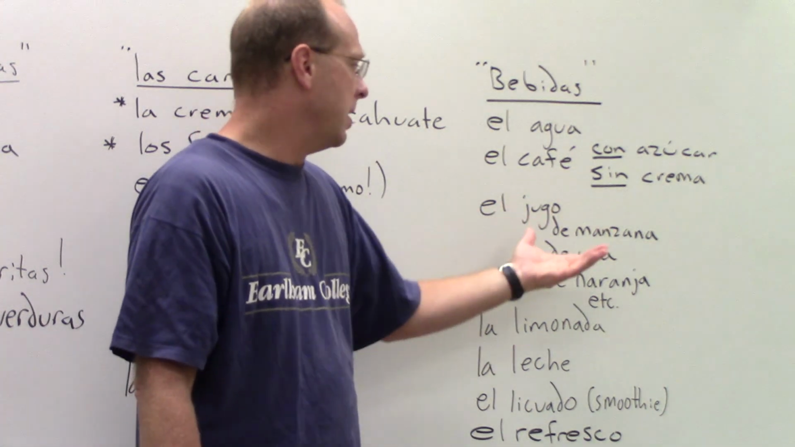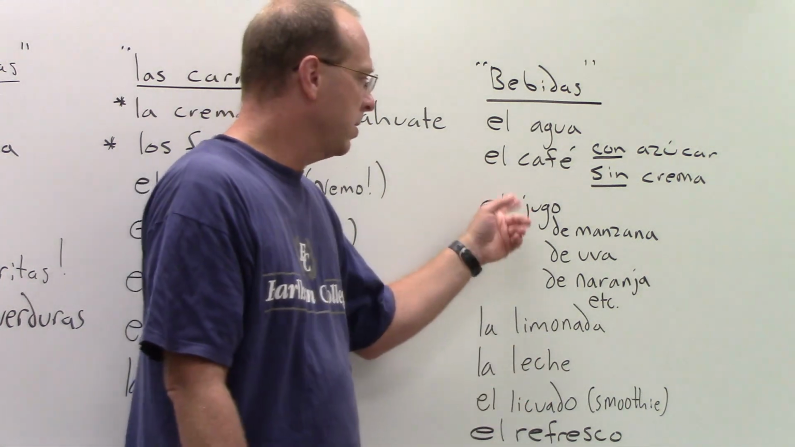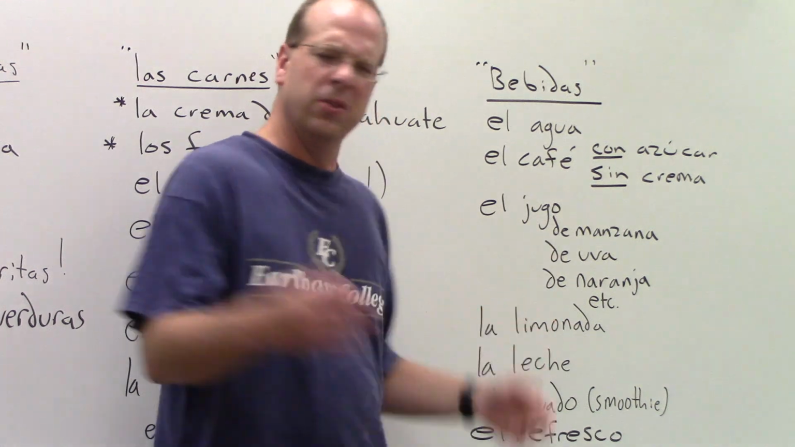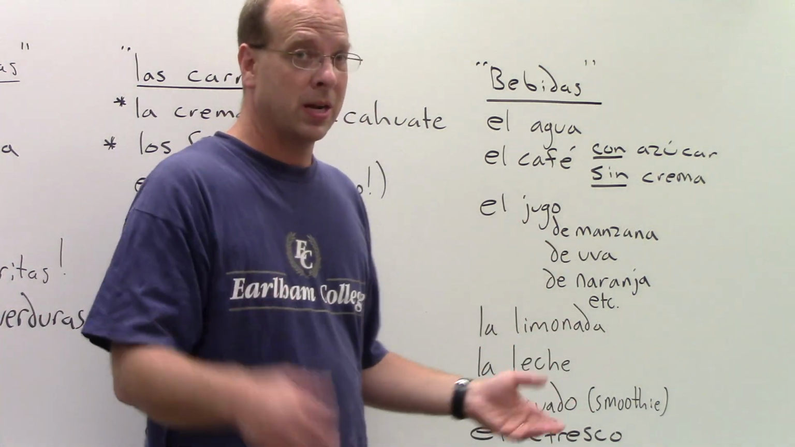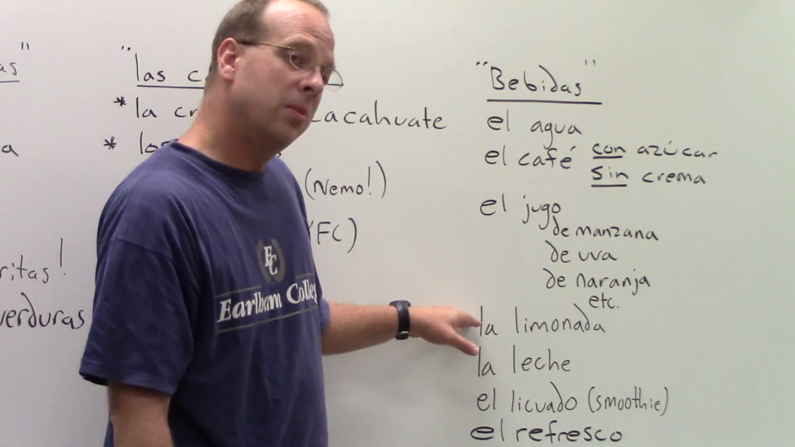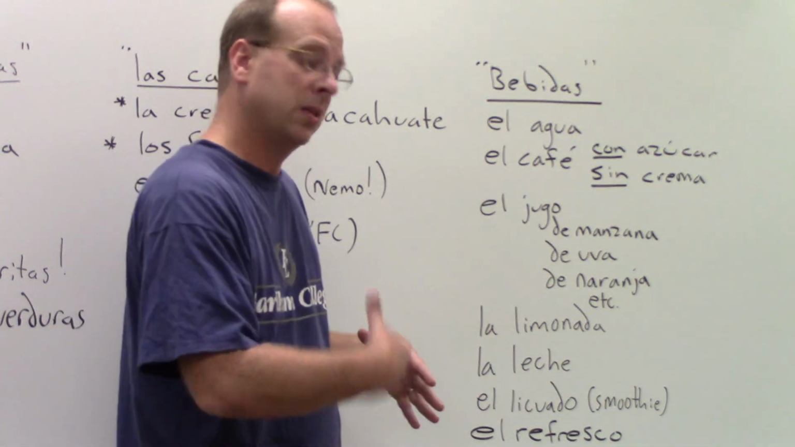Alright, then other bebidas, other drinks, beverages. El jugo de manzana, el jugo de uva, el jugo de naranja. Okay, so I bet you can figure out what jugo means. Okay, if you have jugo de manzana, all these fruits. Okay, you could have jugo de zanahoria, right? Zanahoria is orange, carrot, alright.